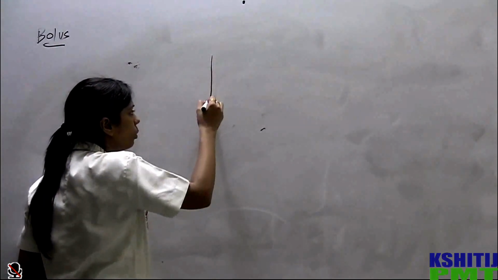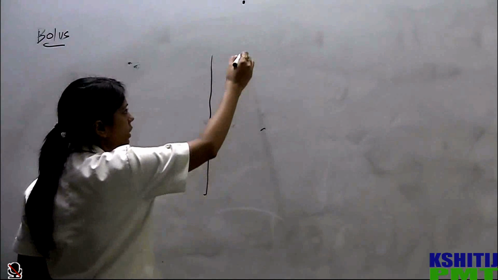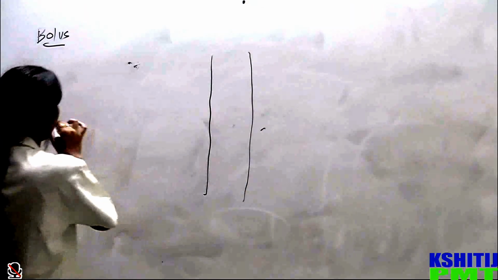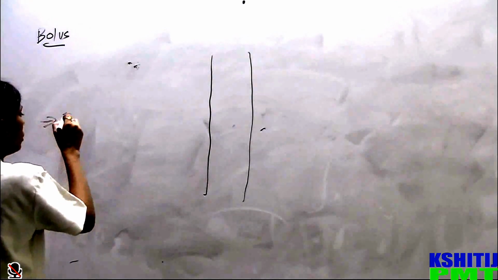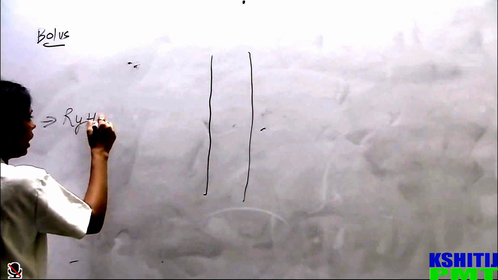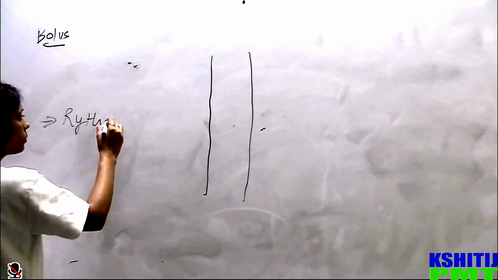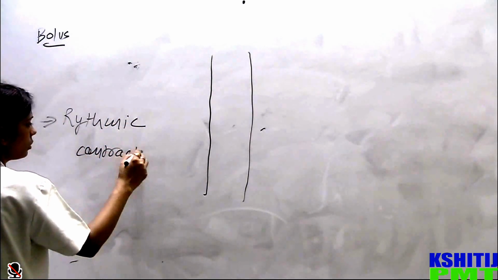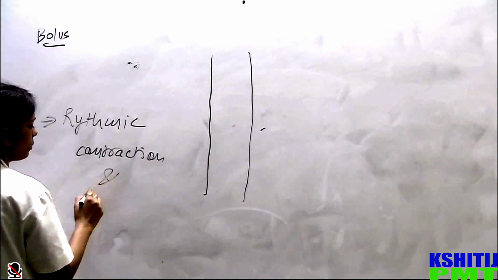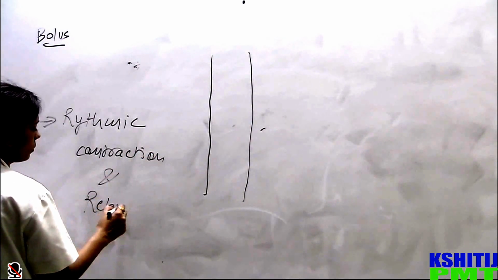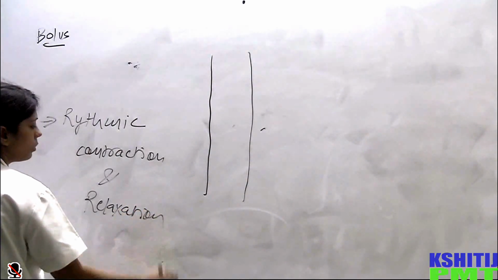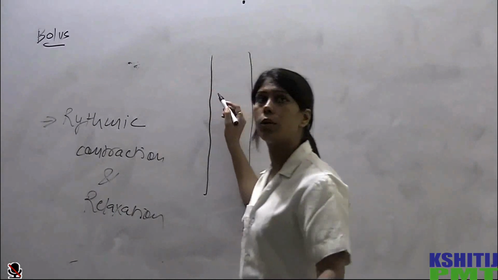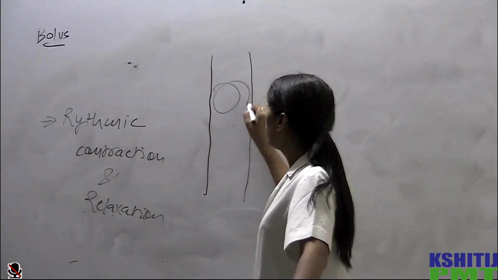Like this is your tube, this is your esophagus. So peristalsis is basically rhythmic contraction and relaxation. Now here, let this be your food bowl, let this be your bolus.